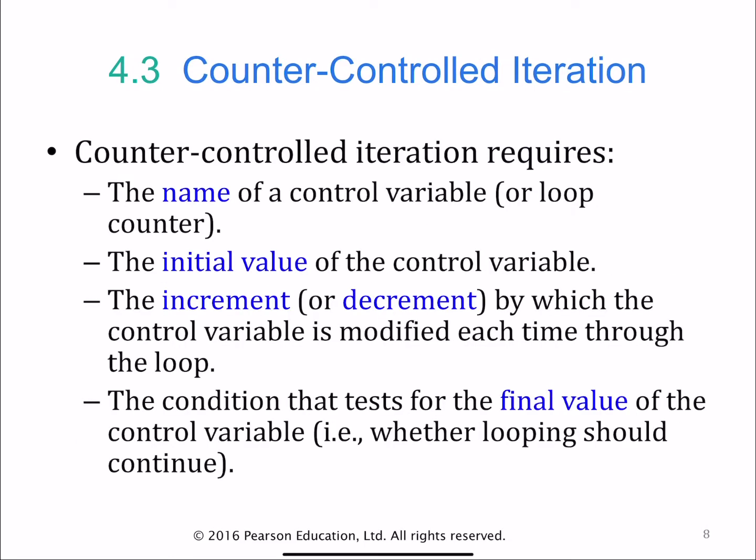As far as counter-controlled iteration is concerned, there are a couple of elements that they all require. First is a control variable, the name of a control variable. It needs to have an initial value. It needs to change, of course. So that means the value of that control variable either has to be incremented or decremented. And finally, there has to be a final value for the control variable.